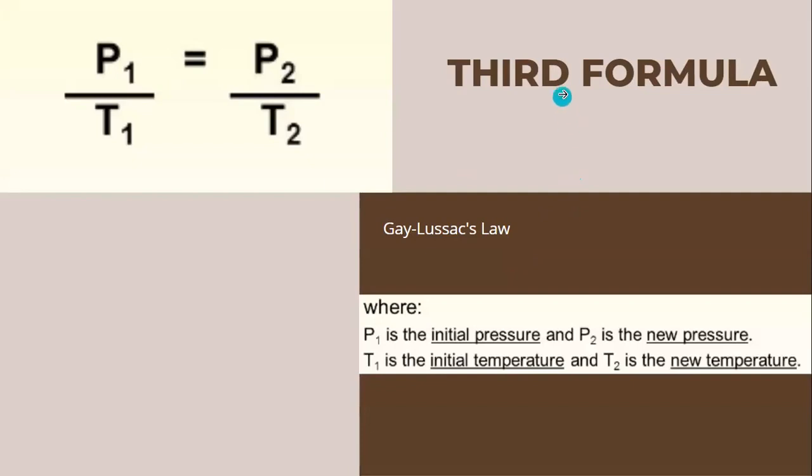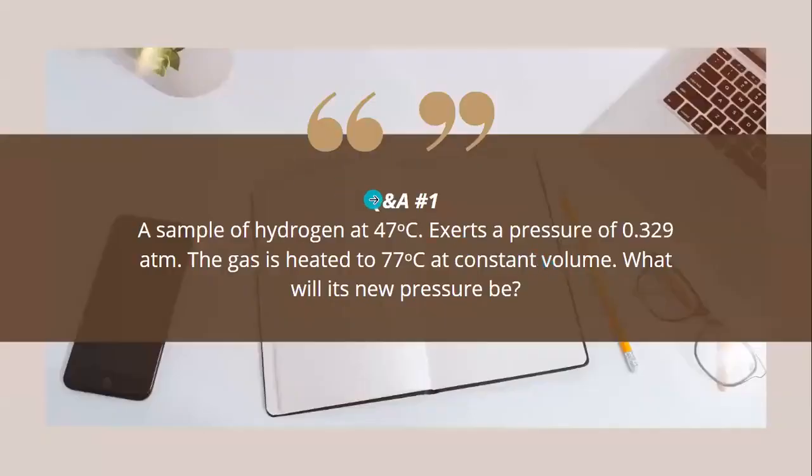And then there's the third formula, which is Gay-Lussac's law, where P1 is the initial pressure and P2 is the new pressure. T1 is the initial temperature and T2 is the new temperature. So here's the first example. Question number 1. A sample of hydrogen at 47 Celsius exerts a pressure of 0.329 atm. The gas is heated to 77 Celsius at constant volume. What will its new pressure be?